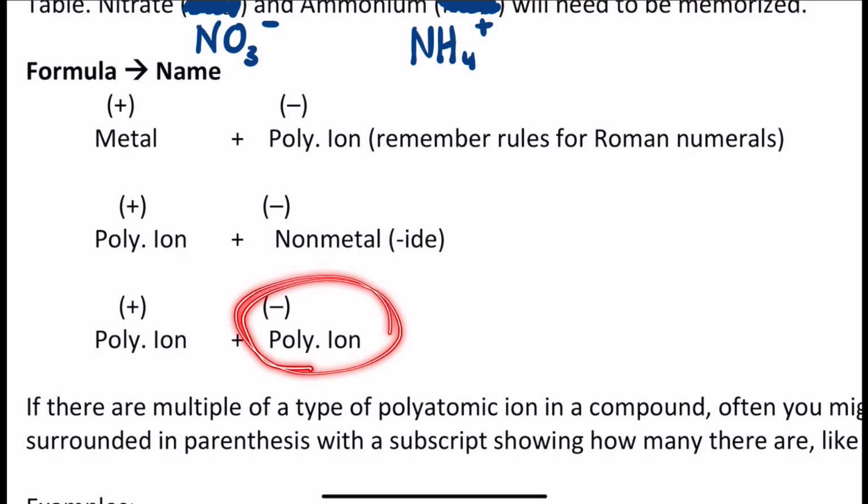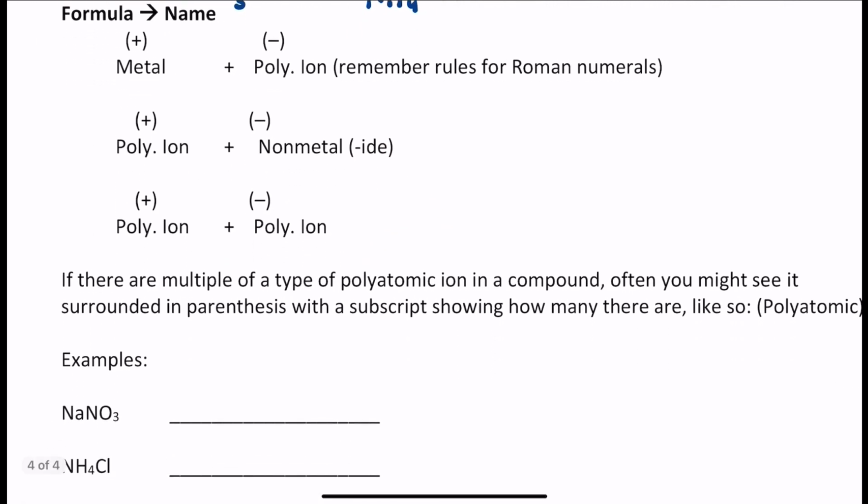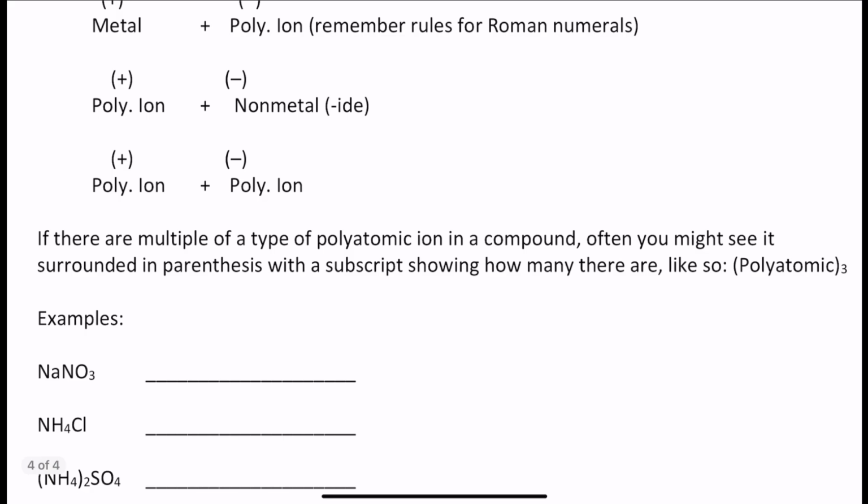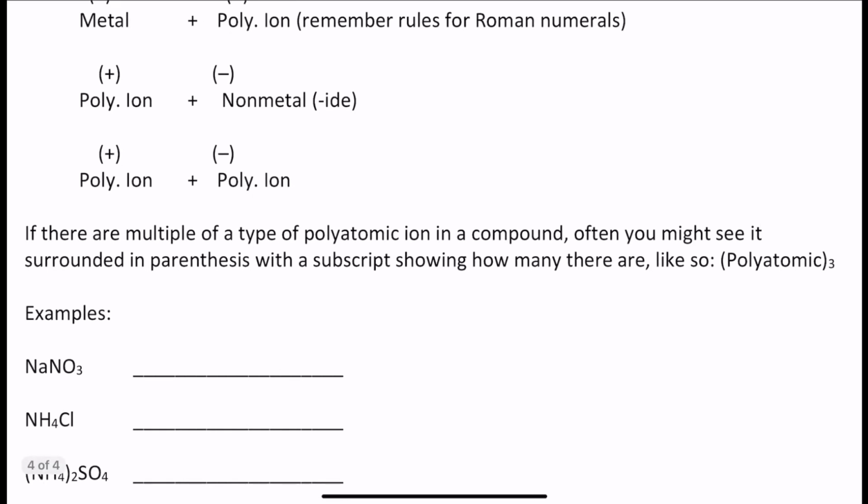If the second thing in your compound is a polyatomic ion, you do not change the ending to "ide." You keep the name as is. Sometimes you'll see multiples of a polyatomic ion in the same formula. That's actually really nice for naming because you can clearly see where the polyatomic ion is, because there's going to be parentheses around it like this.